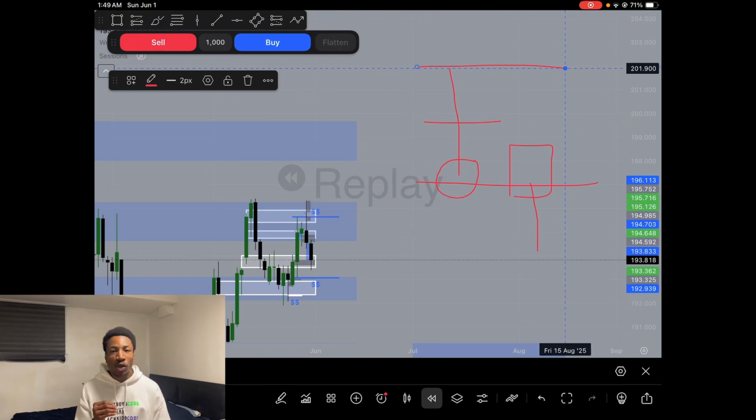Now, imagine doing that, but in your daily time frame. The kicker is it's actually going to take much longer. Why? Because it's a daily time frame, and one candle is literally 1 day, right?